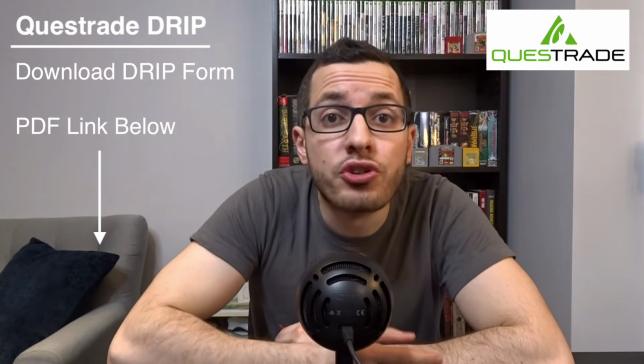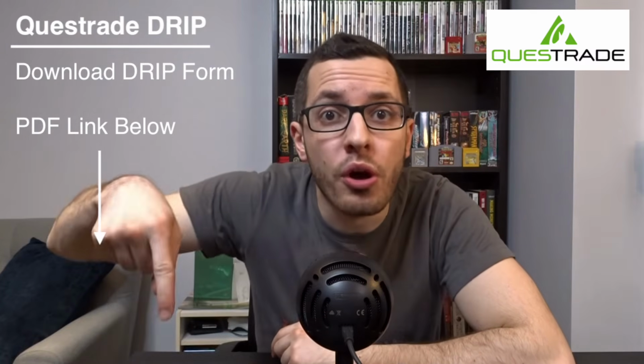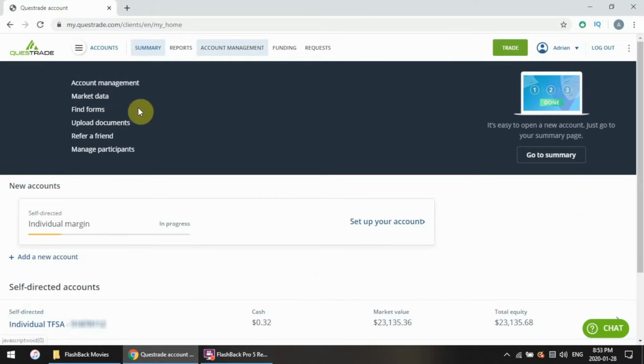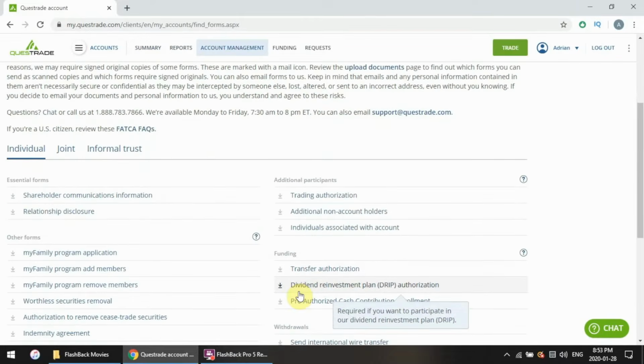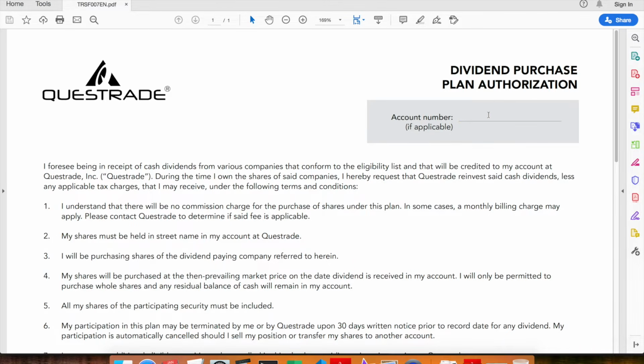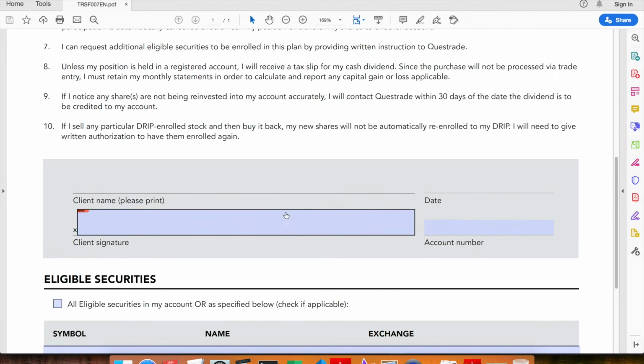First, you have to download Questrade's DRIP form. I've included a link to it below, or you can download it from your Questrade account by going to Account Management, Find Forms, and look for the Dividend Reinvestment DRIP authorization. Fill out your account number, name, and date, and then you have 2 options.